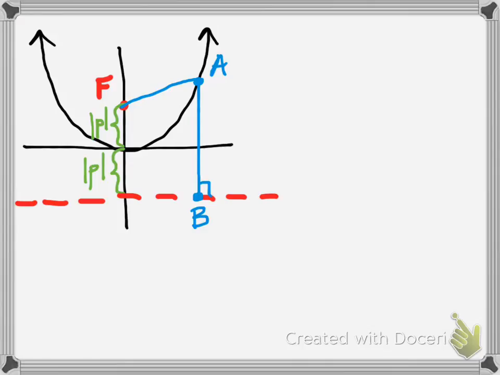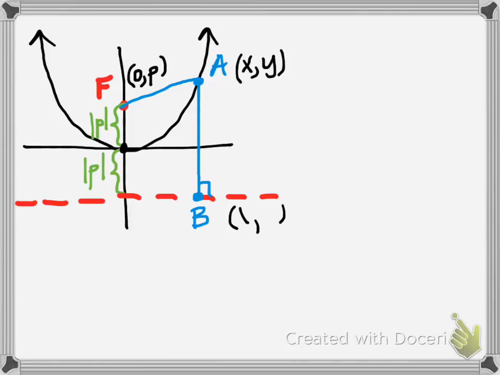So now we'd like to go ahead and get some coordinates for all three of these points. So let's start with the focus. Since the vertex of the parabola was 0, 0, we went up a distance of p to get to the focus. Then we can label the focus point 0, p. Now point A was any point on the parabola. That's an unknown. So we'll just label point A as x, y. Now point B, you'll notice point B lies directly underneath point A.